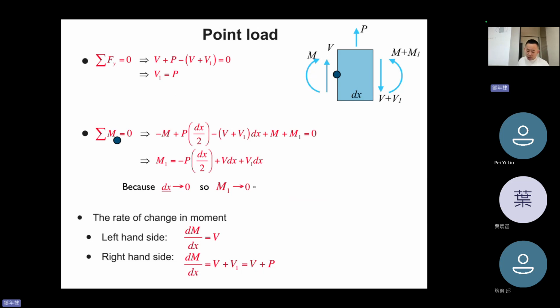4 minutes. So how about point load? This is point load.